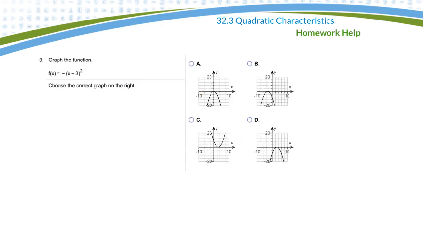Graph this function, okay? The vertex is going to be at this number, so +3, and there's no number out here, so I assume it to be a 0. So the vertex has to be 3, 0. Because there's a minus, it's upside down. So I look over and see if at 3, 0, there's one that goes down. Not that one, not that one, that one. It's this one right there. Upside down, vertex 3, 0.